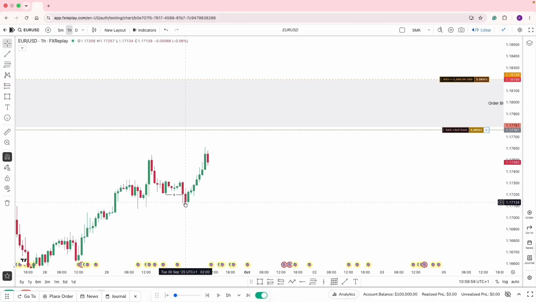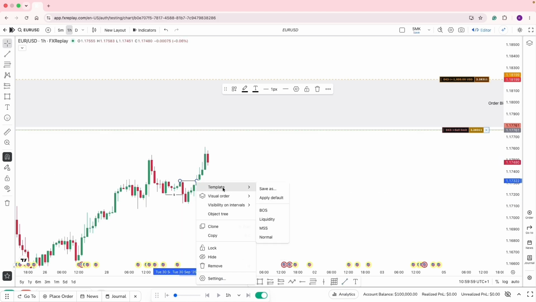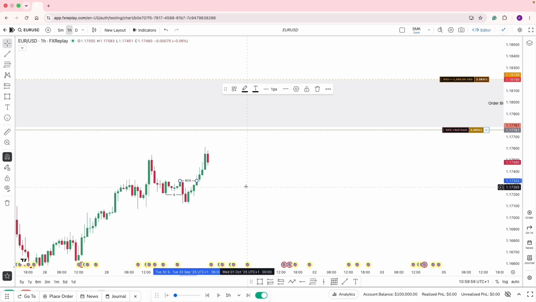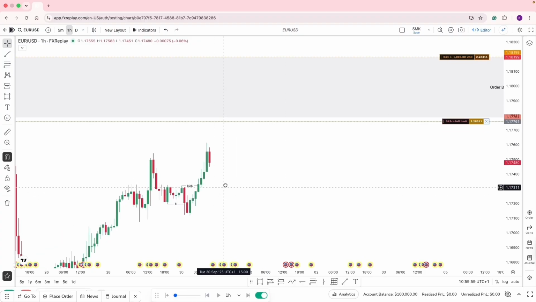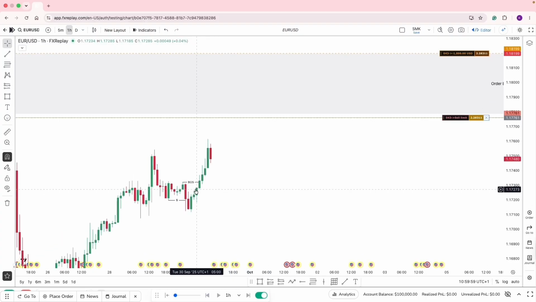And what happened after that? Price broke structure at this point here. So we can label this our break of structure. And as you can see, there's so many fair value gaps in here. There's one here, then there's one there. Actually, there's just two fair value gaps. So one here and one there.